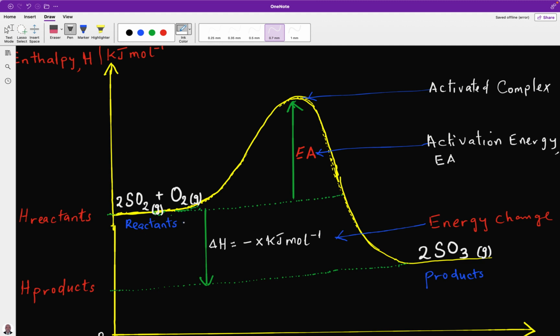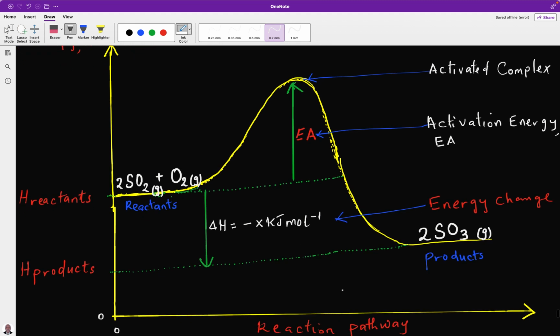Then the reactants: sulfur dioxide plus oxygen, all gases. The product is sulfur trioxide. The enthalpy change from the reactants to the product is negative, minus X kilojoule per mole, and this is an exothermic reaction. The difference from this level to this level is what we call the enthalpy change, the energy change.